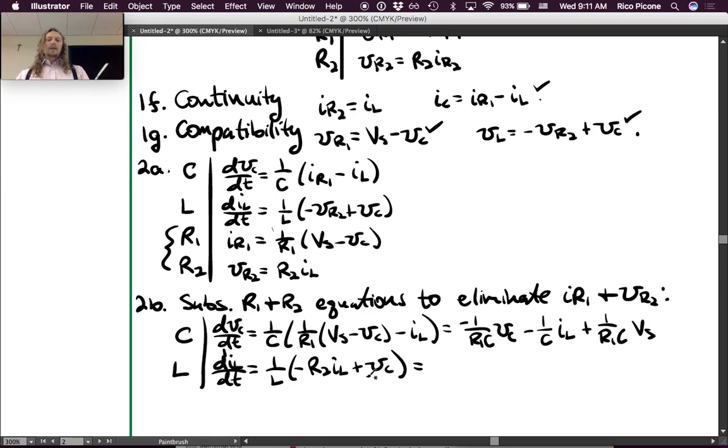And this equation has a VC and an IL. Let's write the VC coefficient first. So it's 1 over L VC. And then the other term is negative R2 over L, right? IL. If I make a mistake in here, just let me know.